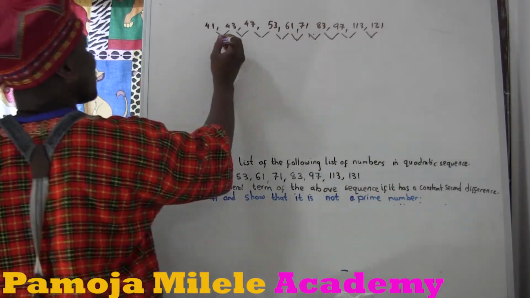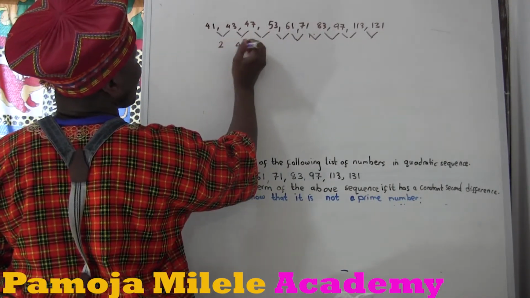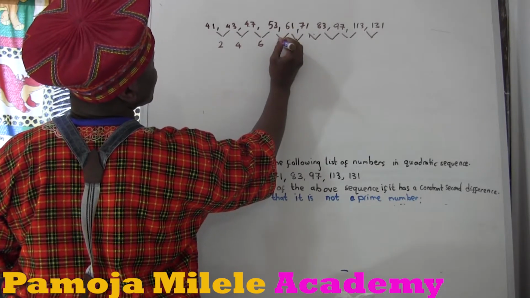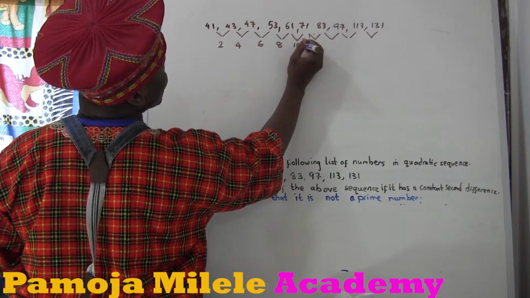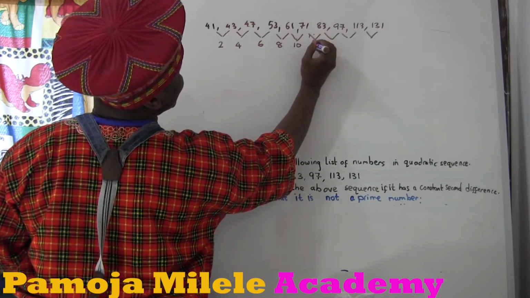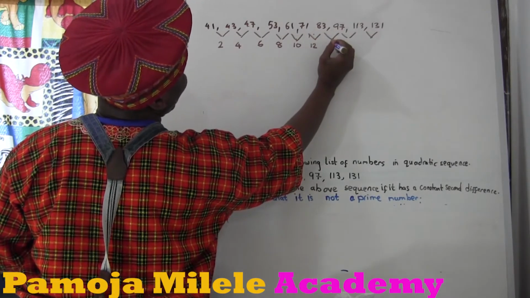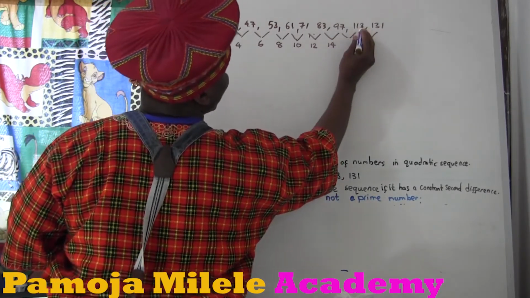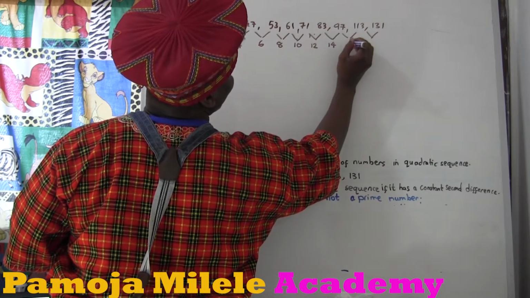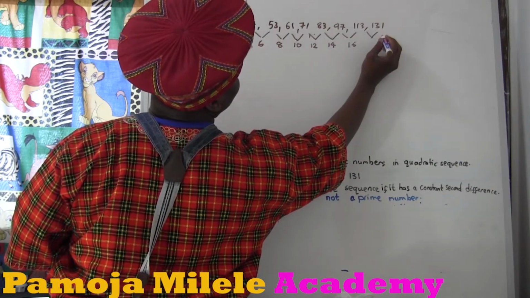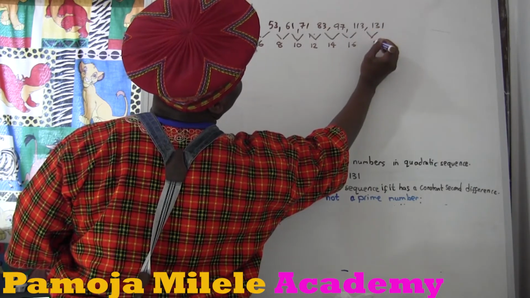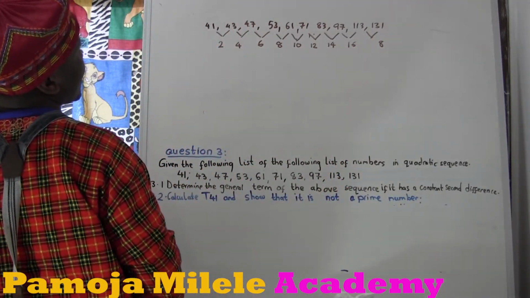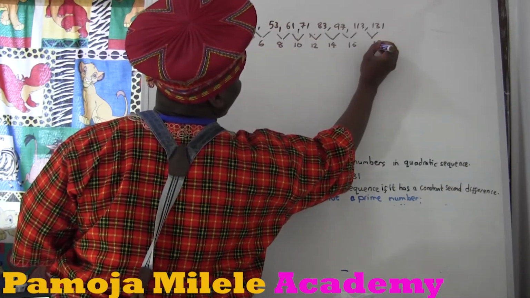So 43 minus 41 equal to 2. The next is going to be 4, then 6, then 8, then 10, then 12, and then 14. These are the first differences, and they are not constant.